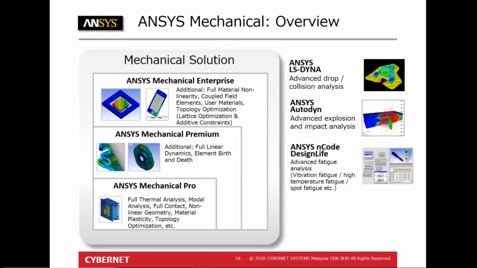You get access to more and more capabilities from ANSYS Mechanical, until you go all the way to ANSYS Mechanical Enterprise, where for topology optimization you get two more additional features, which are lattice optimization and additive constraints. So if that's what you want for your analysis, you can go all the way up to the ANSYS Mechanical Enterprise license. If you want to know more details about which features are included in which license, you can always visit the ANSYS website.